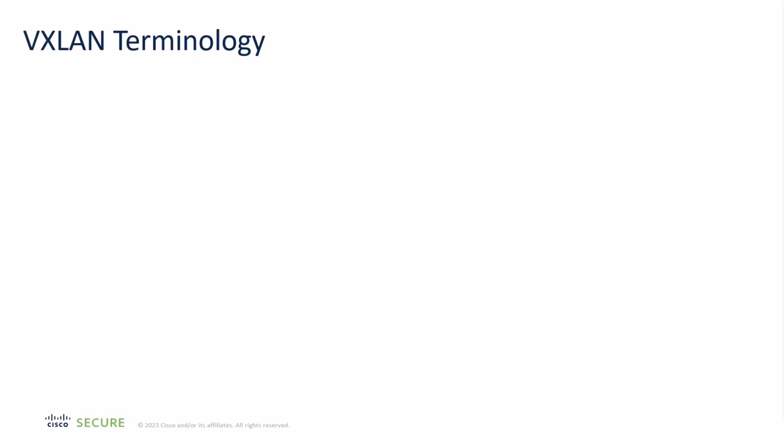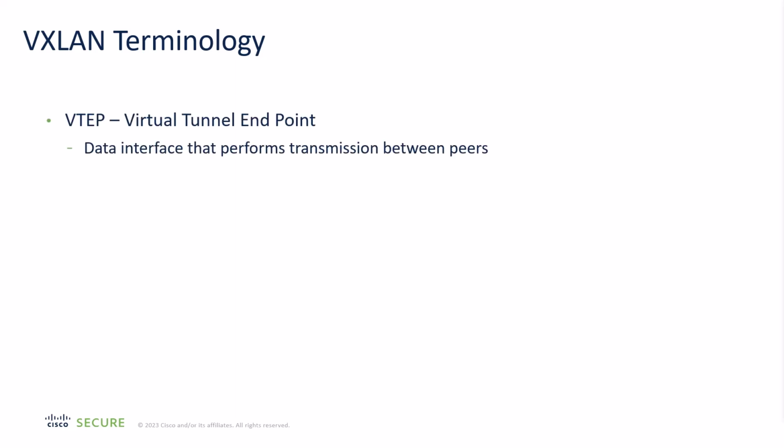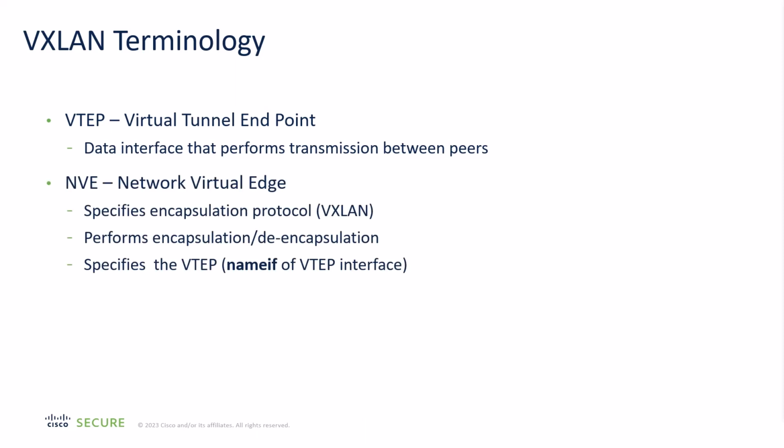Because we have to configure a VXLAN communication between the firewalls and the Gateway Load Balancer, it is essential you understand some basic VXLAN terminology to understand the configuration steps. The VTEP, Virtual Tunnel Endpoint, is the interface that communicates between the firewall and the Gateway Load Balancer. In our case, it will be the outside interface of the firewall. The NVE, the Network Virtual Edge, actually performs the encapsulation, de-encapsulation, and the communication with the virtual tunnel endpoint.